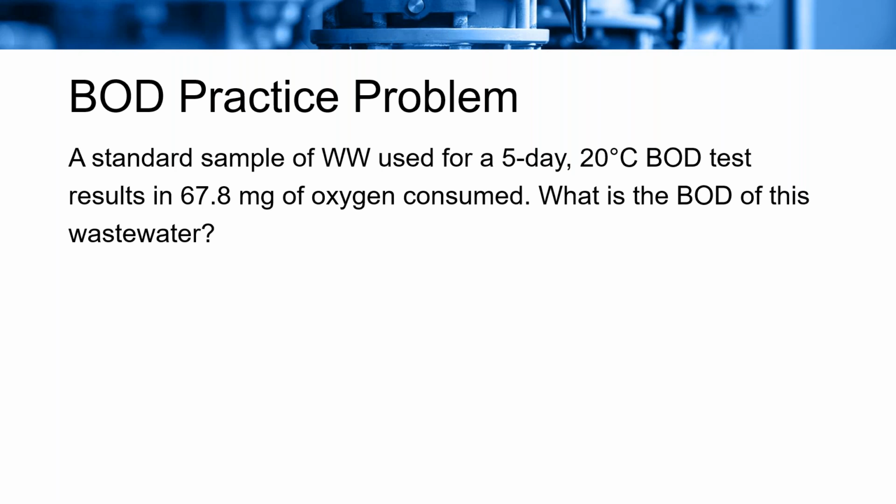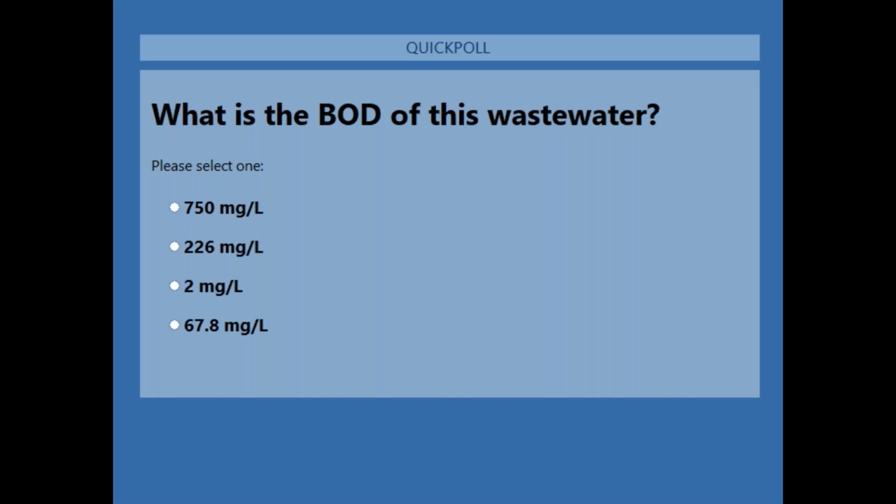All right, let's go ahead and throw up the poll question and see how everyone does. Okay, so the possible answers for what is the BOD of this wastewater are 750 milligrams per liter, 226 milligrams per liter, 2 milligrams per liter, or 67.8 milligrams per liter.